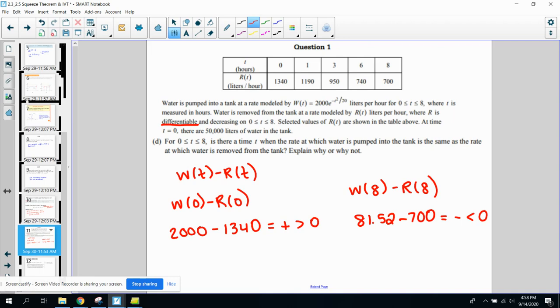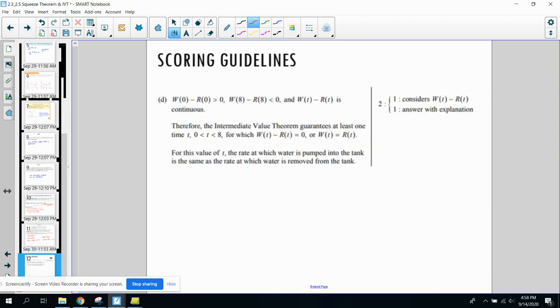So as far as the scoring guidelines, let's look at this actually for the scoring guidelines. You get a point if you consider W of t minus R of t. So if you understand the idea that the water in minus the water out is something that we need to use, and then one point for an answer with explanation.